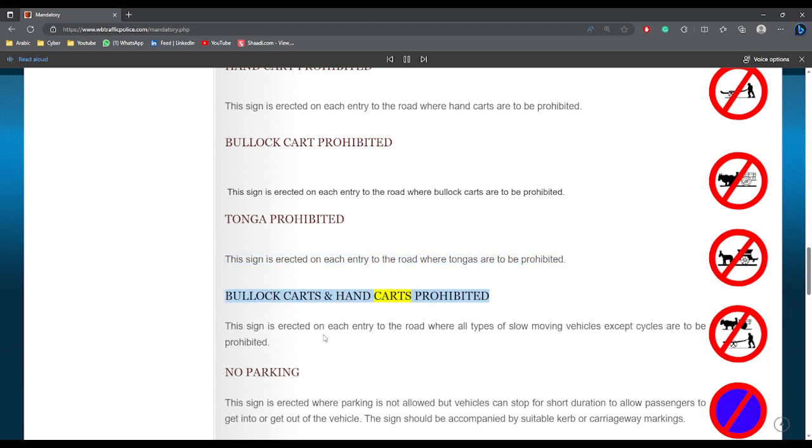Bullock carts and hand carts prohibited. This sign is erected on each entry to the road where all types of slow-moving vehicles except cycles are to be prohibited. No parking. This sign is erected where parking is not allowed but vehicles can stop for short duration to allow passengers to get into or get out of the vehicle. The sign should be accompanied by suitable curb or carriageway markings.